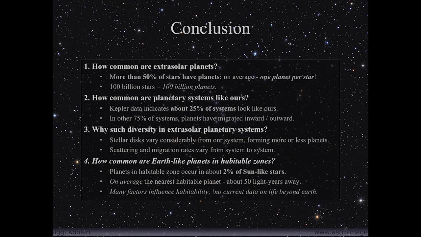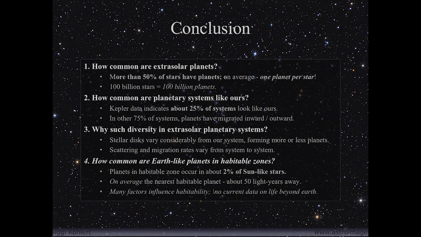How about this question? How common are the Earth-like planets in the habitable zone? That seems a very profound one. And the answer, I think, is that we're working on it. But the early data, and I emphasize early, 3,500 stars, about 2% of stars like the Sun, have planets in the habitable zone. Now you say 2% of 100 billion, that's still a lot, isn't it? That's maybe 2 billion planets, and that's true.